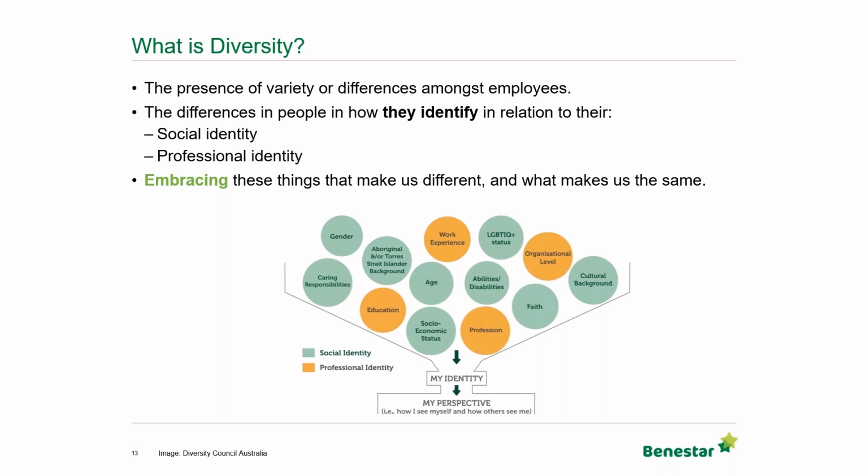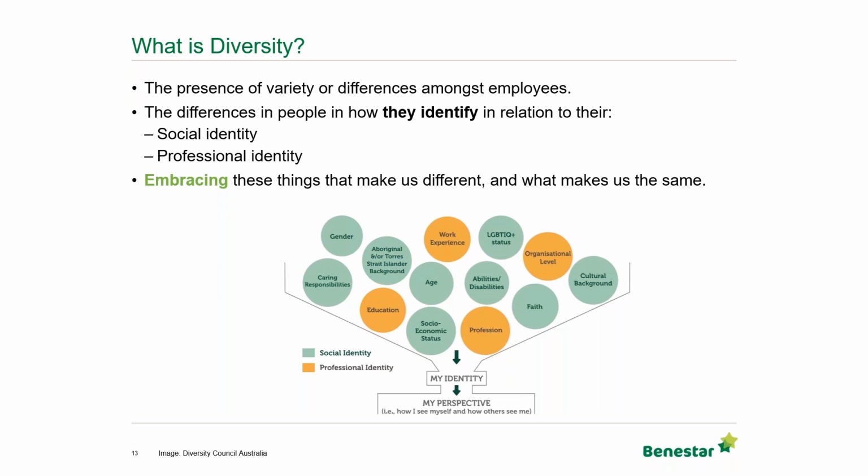So you can see on the slide there's some green circles and orange circles. The green circles represent our social identity. So that's our gender, our age, our abilities, our faith, our cultural background, our sexual preference, socioeconomic status, Aboriginal and or Torres Strait Islander background, and your caring responsibilities as well, whether you're a mother, whether you look after young children, whether you look after your elderly parents. These are your social identifiers and how you identify.